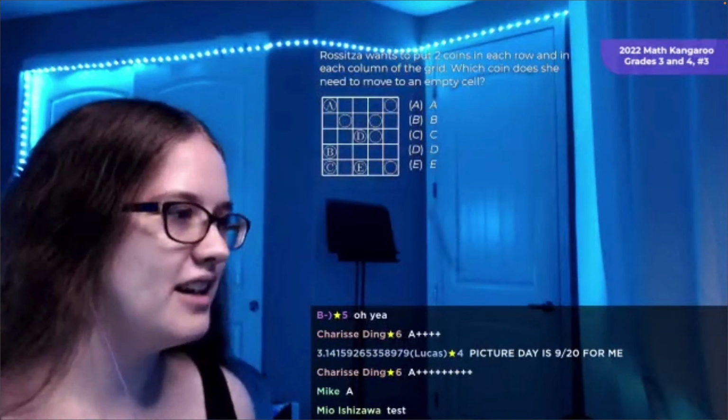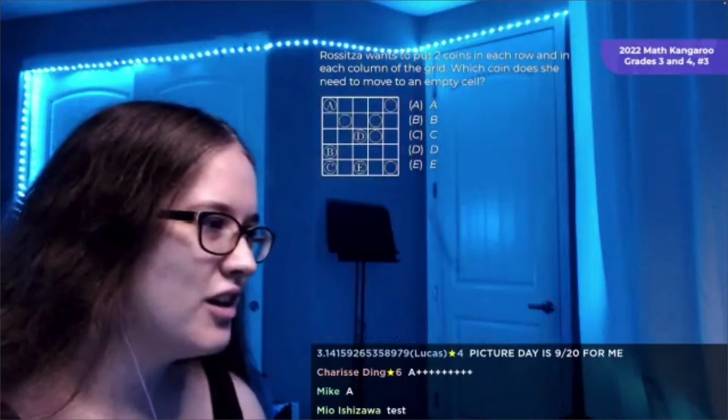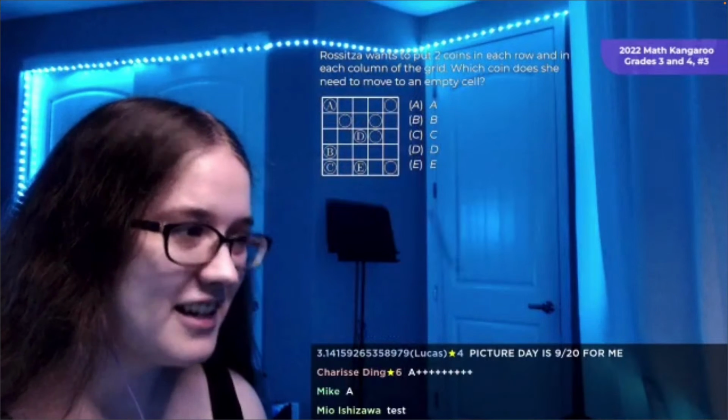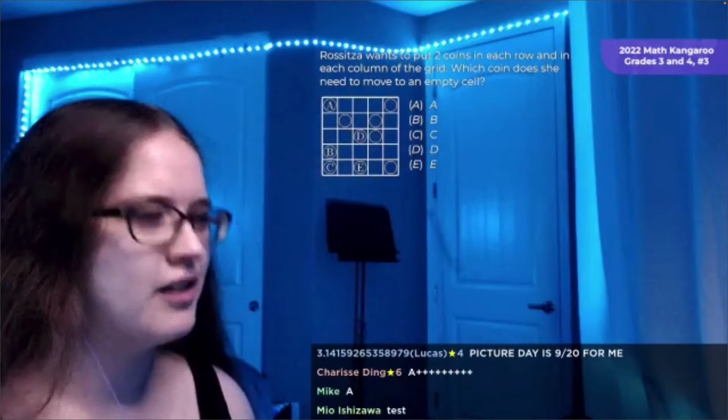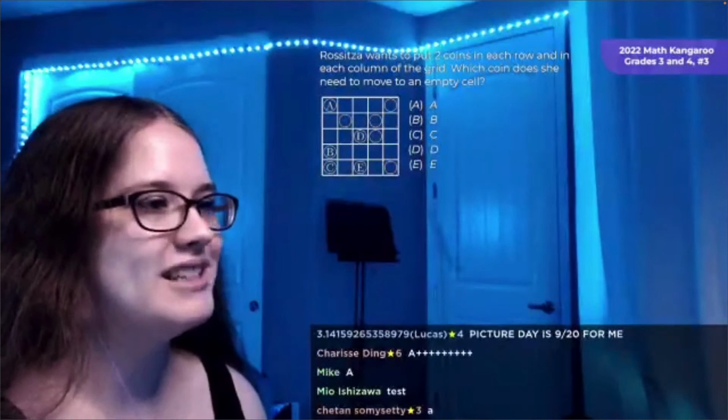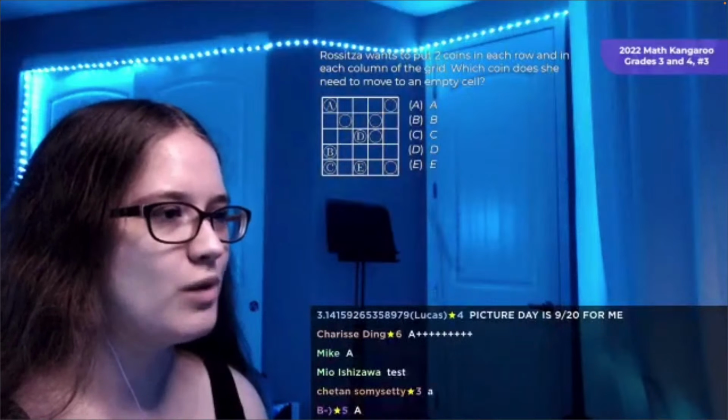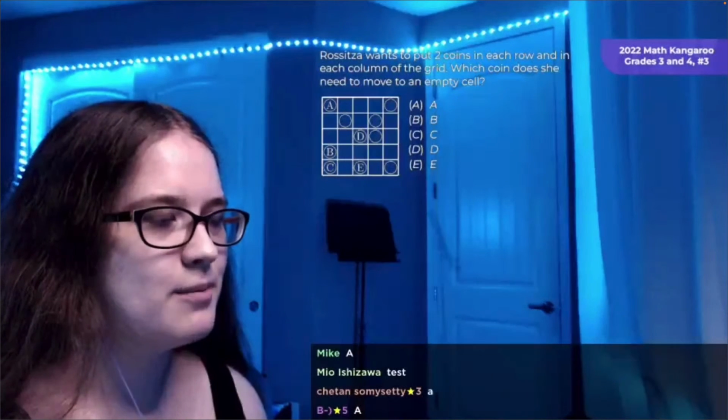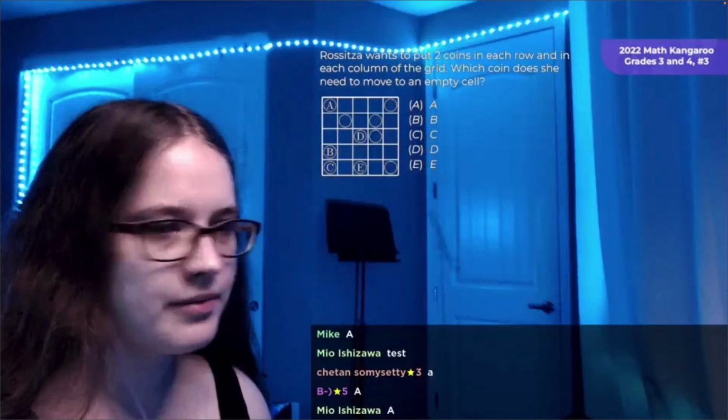And time for the next one with another amazing name. Rositza, I believe is how you pronounce that. Let's go with that. Rositza wants to put 2 coins in each row and in each column in the grid. What coin does she need to move to an empty cell?